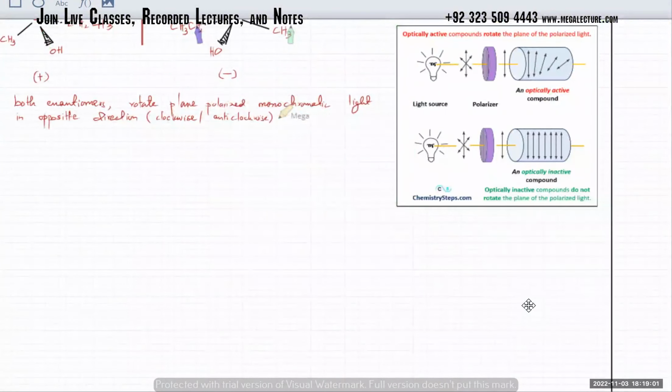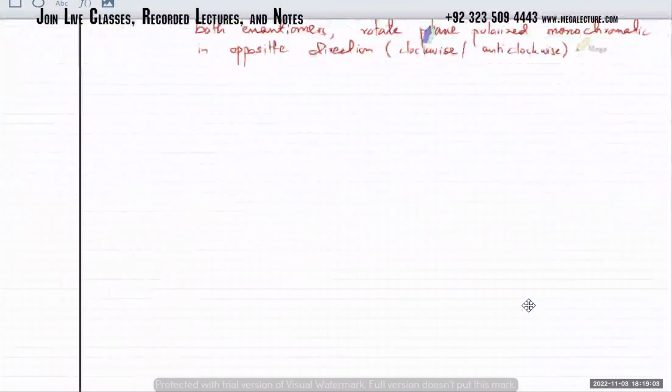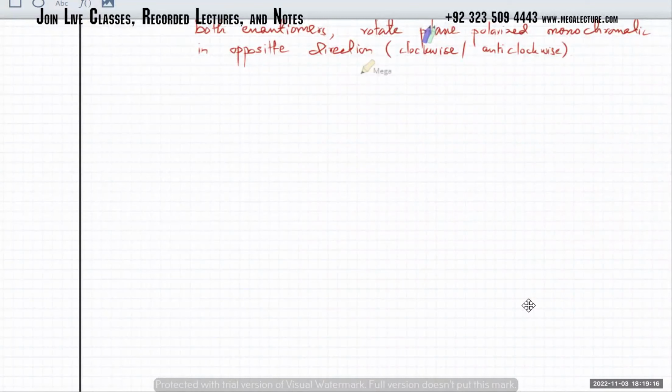Next thing, you'll be asked to identify optically active isomers and molecules. There'll be a lot of such questions. So for example, if I have this molecule, Sir, could you please scroll up quickly?